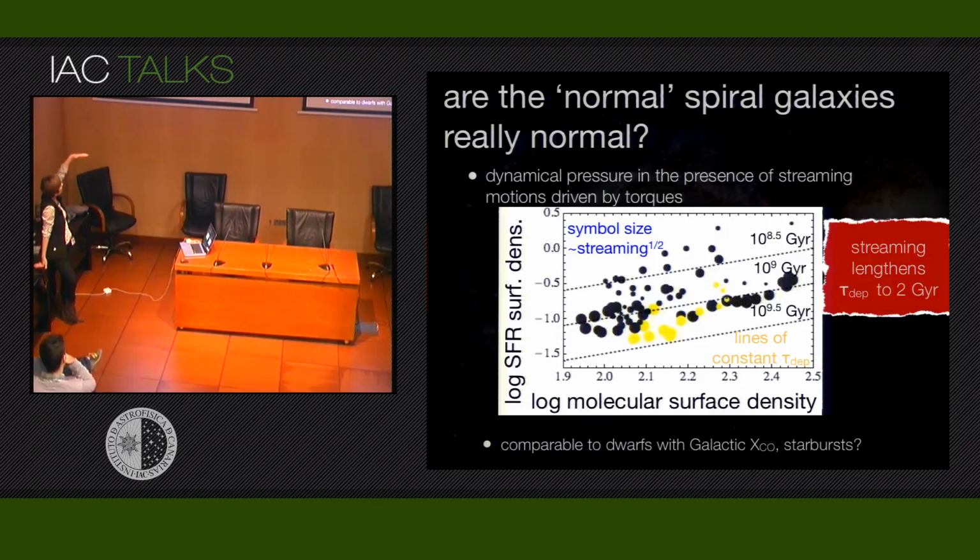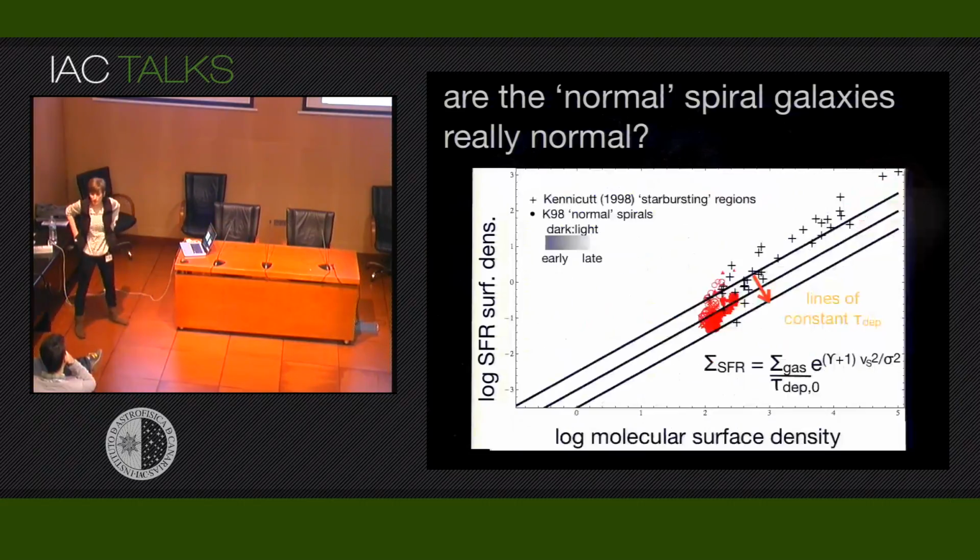And so what you can see here is that preferentially galaxy regions with the highest streaming motions are sitting at the longest gas depletion times. When the streaming motions are small or negligible, then you're forming stars more efficiently with a shorter gas depletion time. So streaming motions lengthen the gas depletion time. So let me show you how these measurements compare with starbursts.